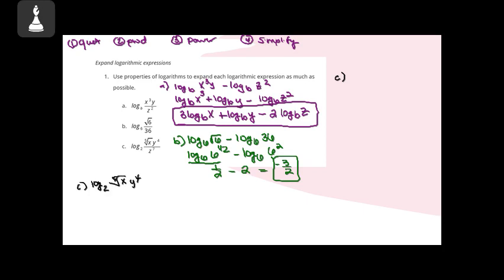Okay, I have a product rule now. I've got x's and y's, so I'm going to do those next. Log base 2 of the 5th root of x plus log base 2 of y to the 4th minus log base 2 of z to the 7th.